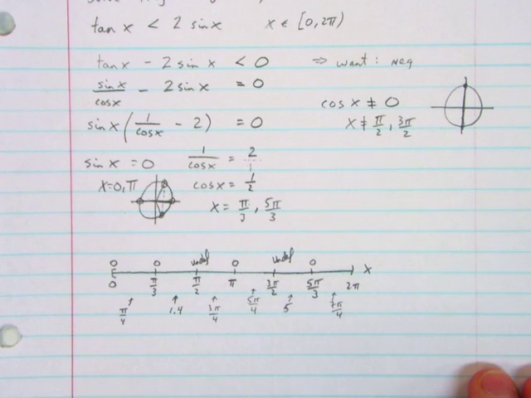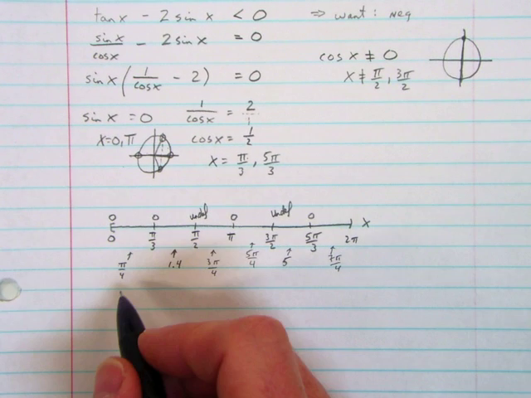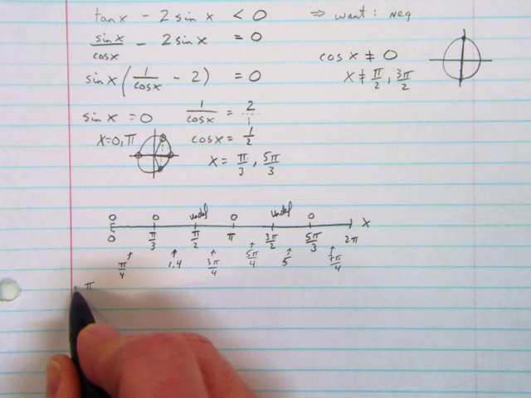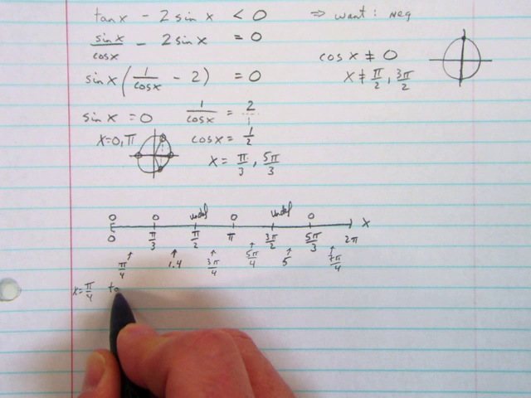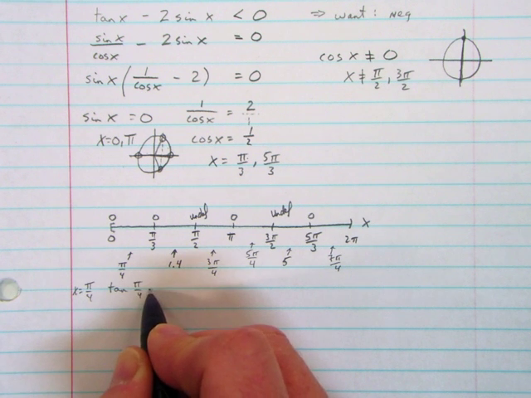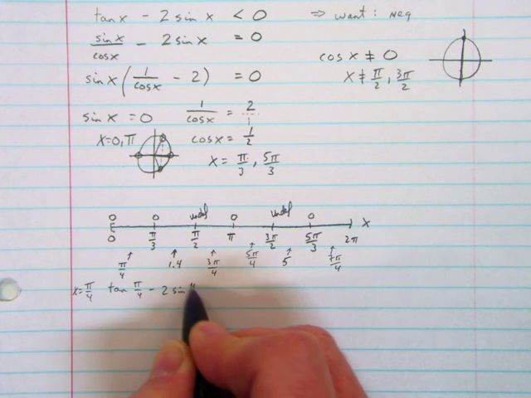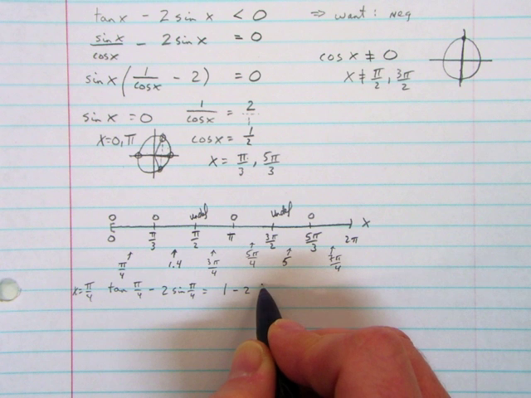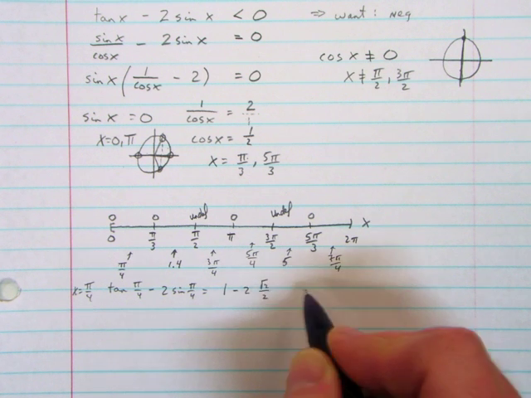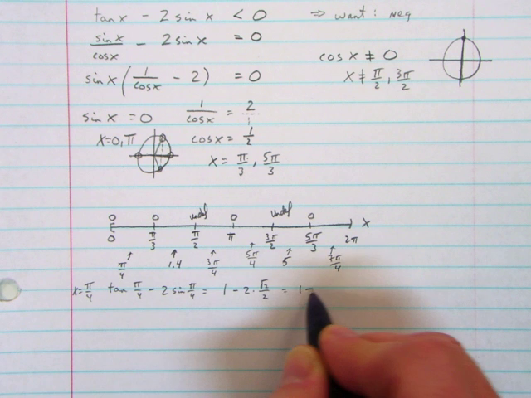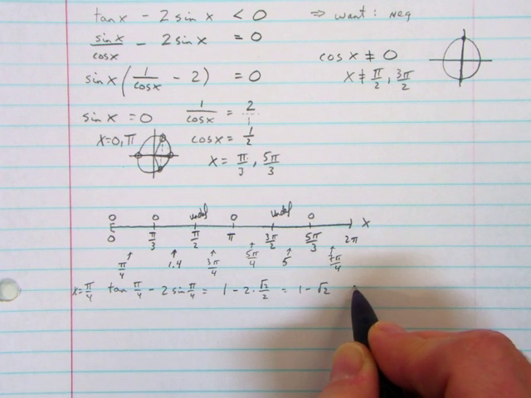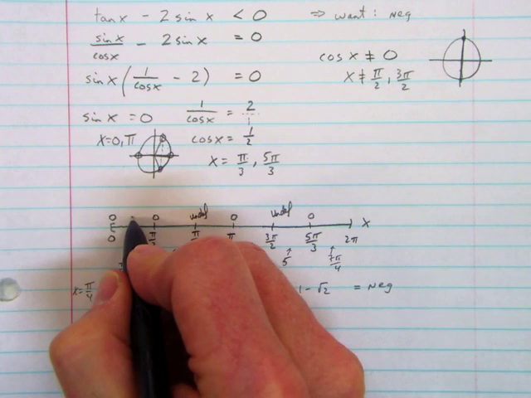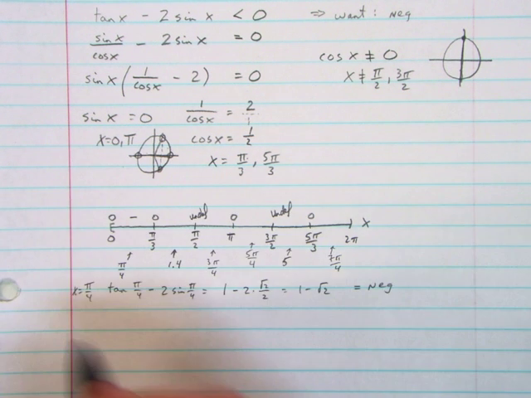Now let's see. I'm going to move this up a little and start plugging in some of these things. For x equals pi over 4, we'll have tangent of pi over 4 minus 2 times the sine of pi over 4. That's going to equal 1 minus 2 times root 2 over 2. So in other words, 1 minus root 2, and that is negative. So we put a negative mark there.